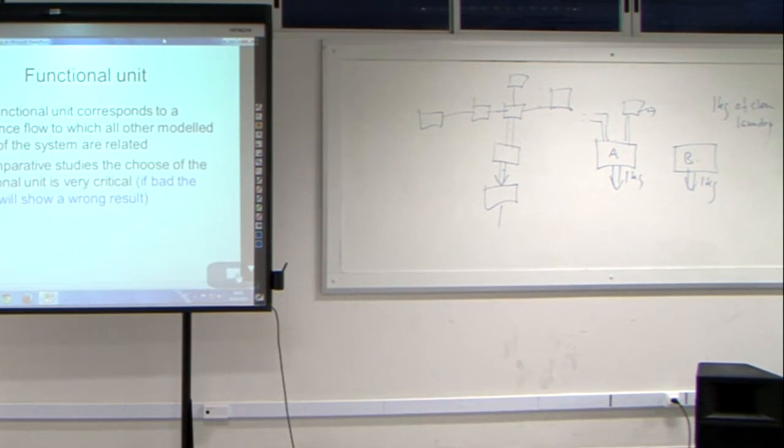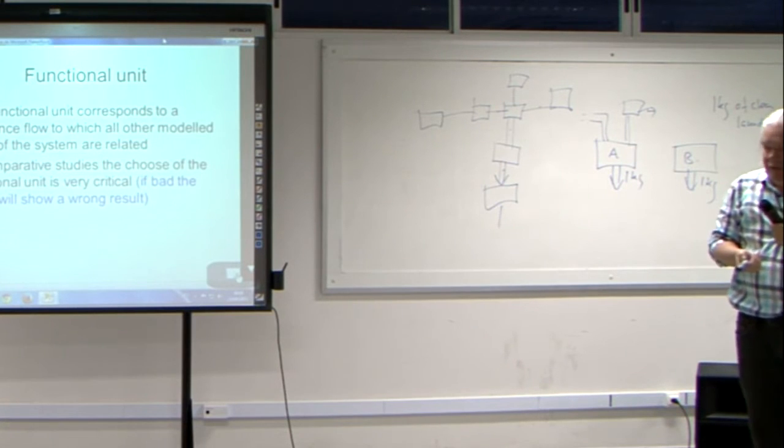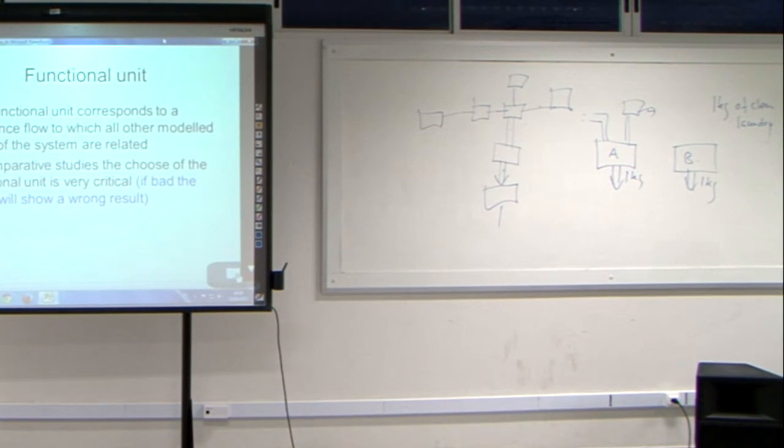Maybe this is good enough at the moment. So if I choose 1 kilogram of clean laundry, then I will have a fair result. But if I just choose 1 kilogram of detergent, it can be a completely wrong result. You will, of course, have too much transport related to the effect, as an example. So therefore, we have to think a lot. This is, in a comparative study, the most important thing. If you fail in that, everything will be crazy.